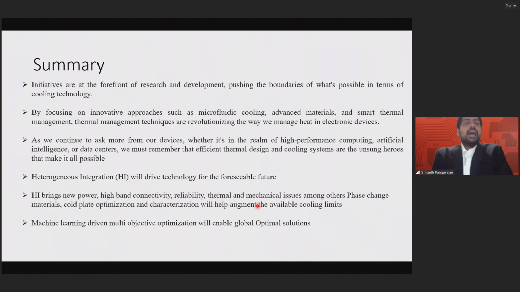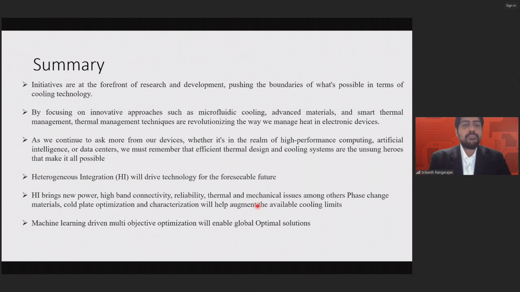So in summary, these initiatives are at the forefront of research and development, pushing the boundaries of what can be done today and what needs to be done in the future. Focusing on innovative approaches such as microfluidic cooling, advanced materials, and smart thermal management techniques will revolutionize the way we manage heat. And as we continue to ask more from devices, whether in high performance computing, AI or data centers, we must remember that efficient thermal design and cooling systems are the unsung heroes that make it all possible. Heterogeneous integration will drive the technology for the foreseeable future, and it will bring new power challenges and new thermal challenges and also increase performance.